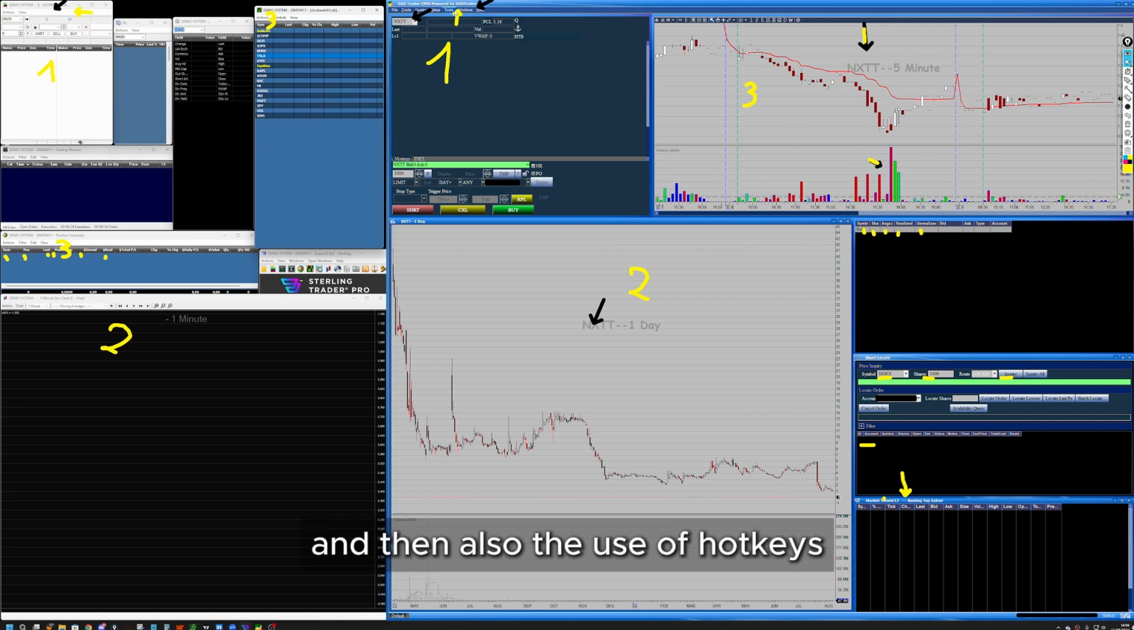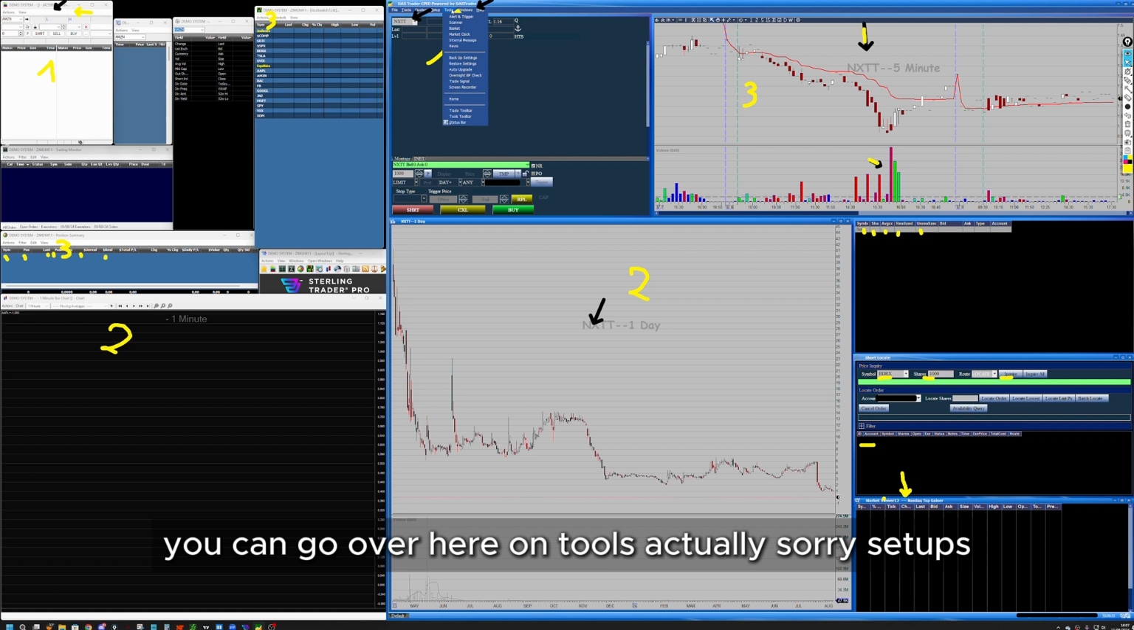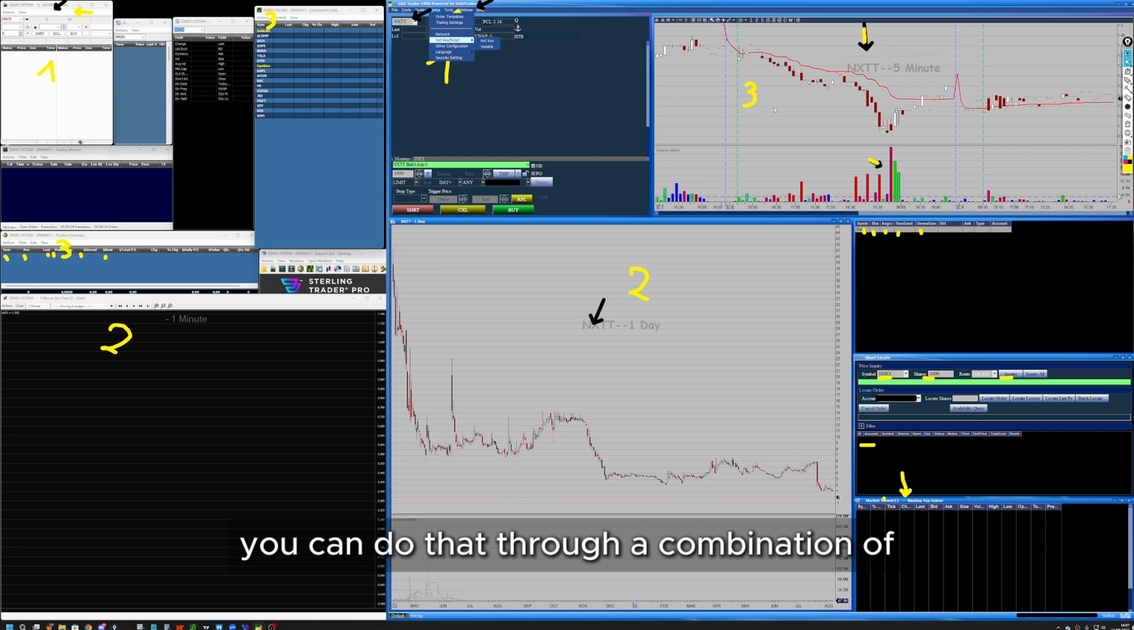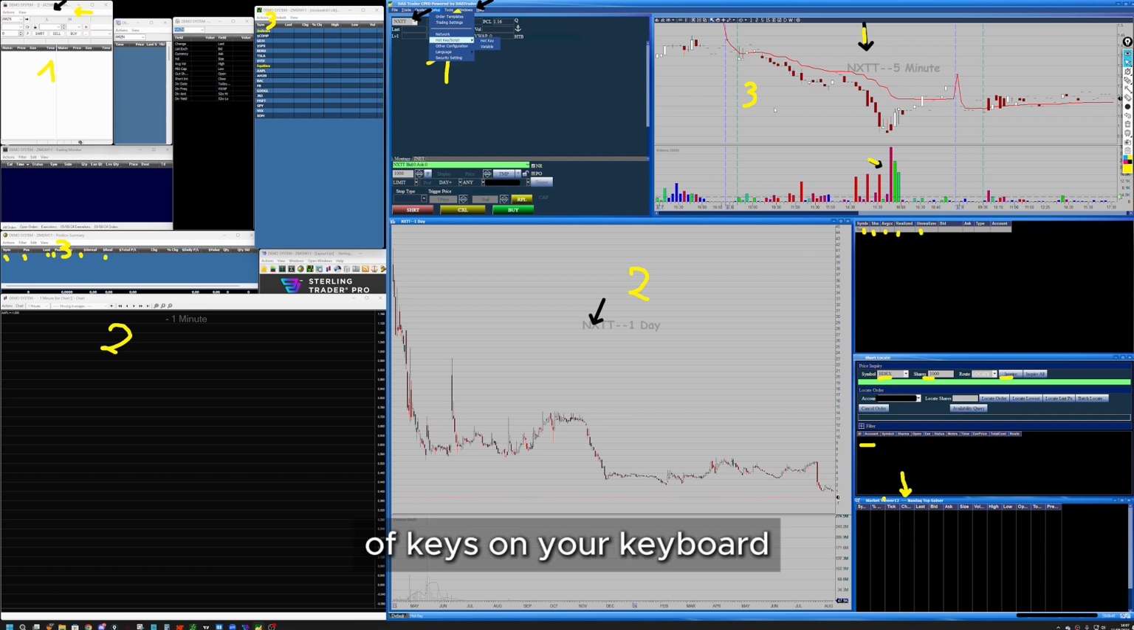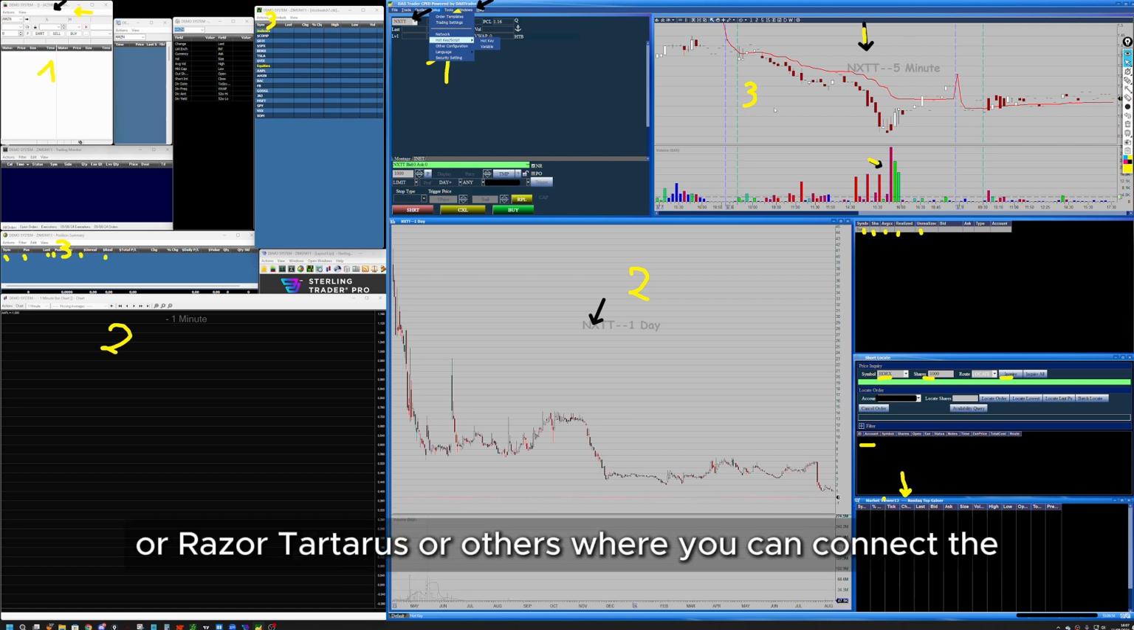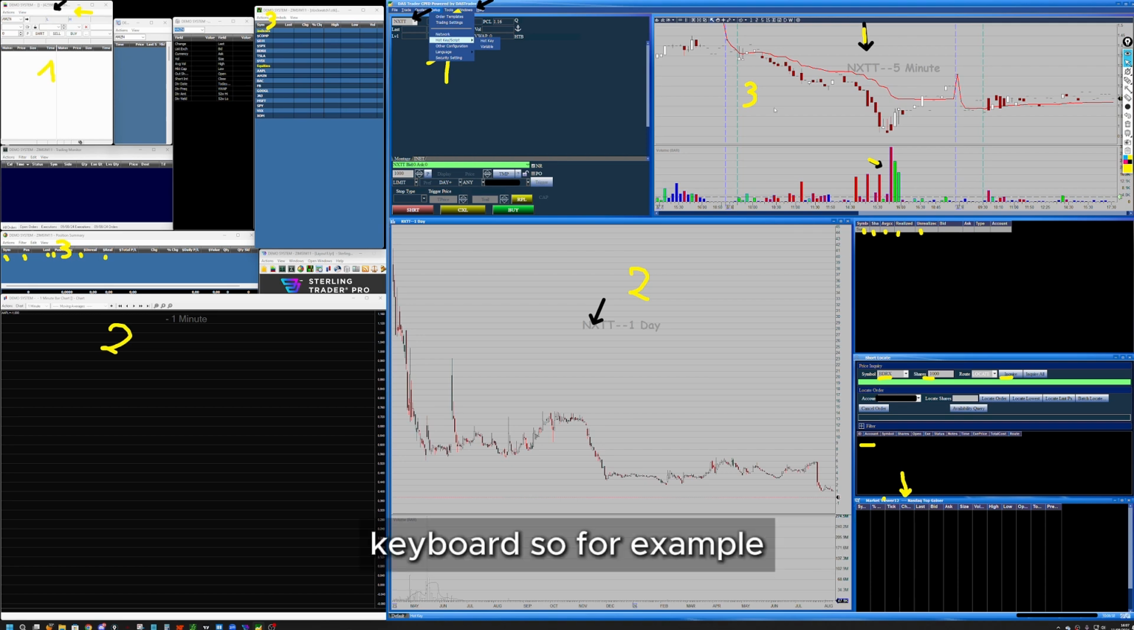And then also the use of hotkeys. You can go over here on tools, on setups, hotkey script, and click on hotkey. What is a hotkey? It is simply a faster way to execute a trade. You can do that through a combination of keys on your keyboard, or simply have a software and hardware like a Stream Deck or Razer Tartarus or others, where you can connect the keyboard.